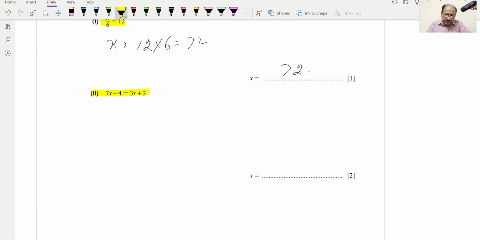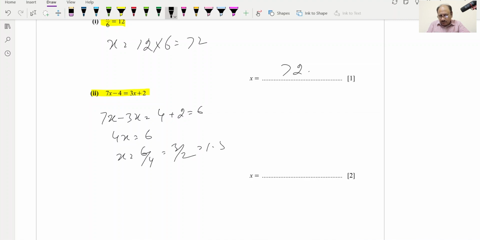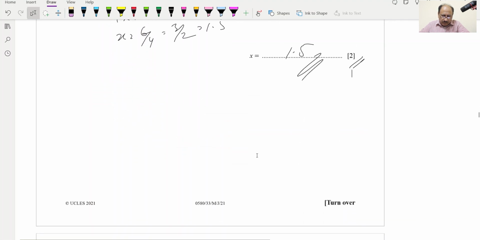Second part, 7x minus 4 is equal to 3x plus 2, and we have to solve this one. So we will shift 3x to the other side, so 7x minus 3x is equal to 4. Also we can shift the 4 to the other side, so 4 plus 2, which is equal to 6, so 4x is equal to 6, so x will be equal to 6 by 4, and this will be equal to 3 by 2, or we can write 1.5. So 1.5 will be our final answer for 2 marks, which is done.